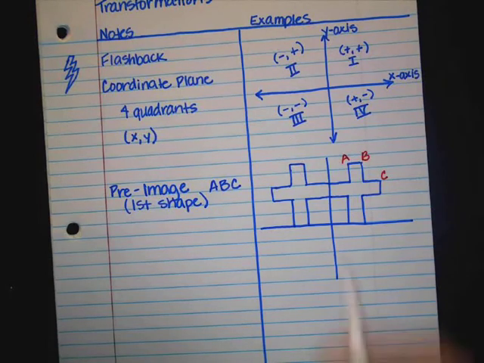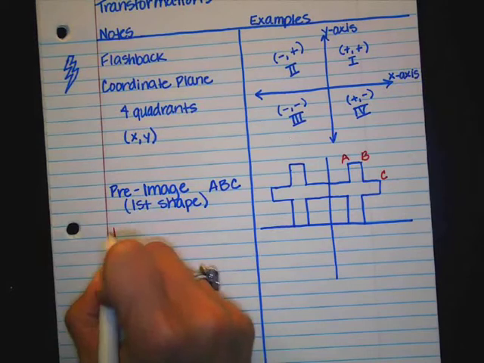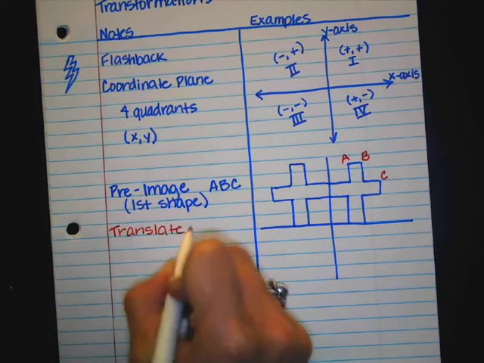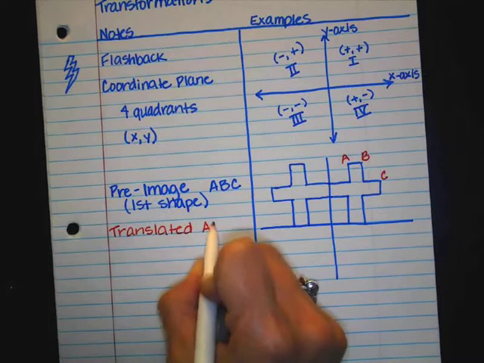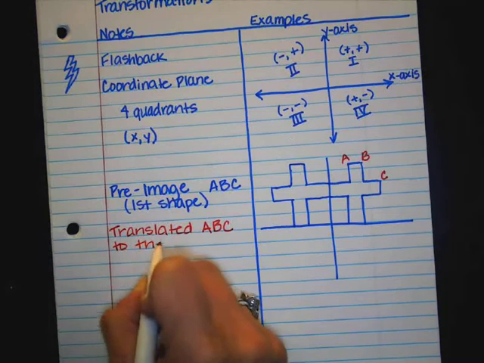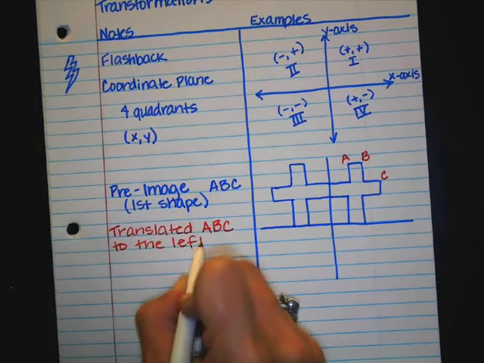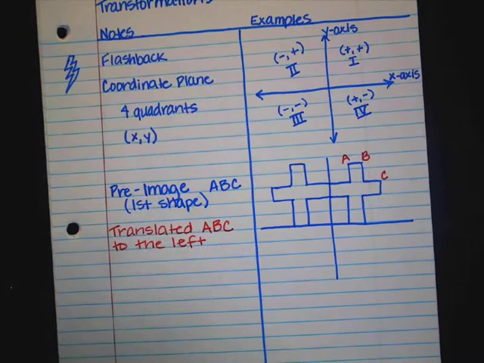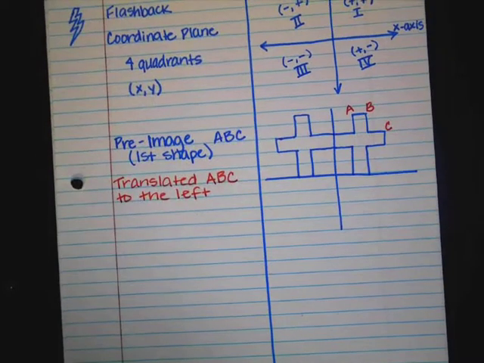Now, what did I say I did? I translated it. So I'm just going to write what happened here. I translated ABC to the left. Now, we'll get even more precise as we move on, but I'm just going to say this for now. We translated it to the left. Now we have to label our translation.